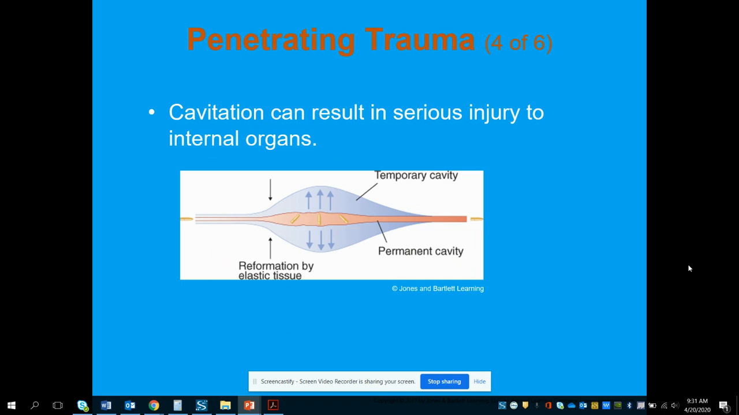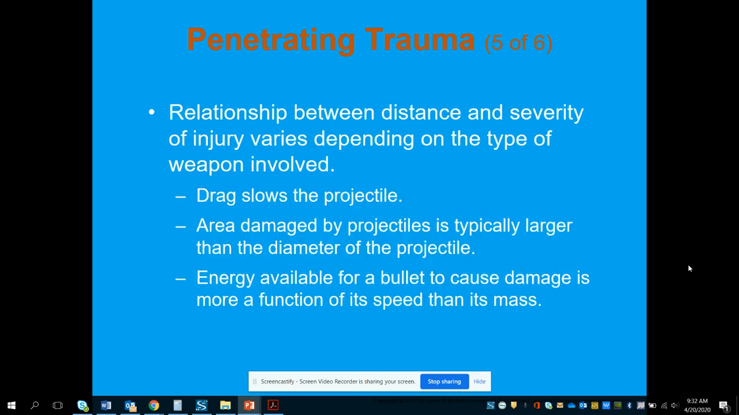This right here is showing you how a bullet enters, and it's showing you what cavitation is, which can result in serious injury to internal organs. You see the permanent cavity, which is the hole or the trajectory that the bullet is taking, but the shock wave itself causing that temporary cavity can cause damage as well. I'm going to post a few videos this week for you to look at, and I'll try to do 2, maybe a high caliber and a low caliber bullet, so that you can see what's actually happening with cavitation.